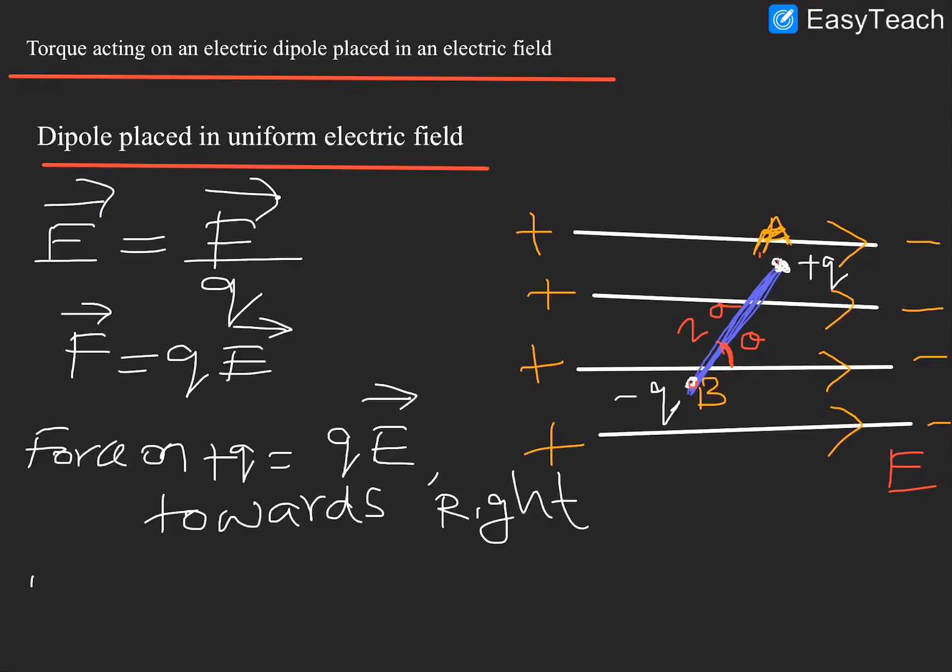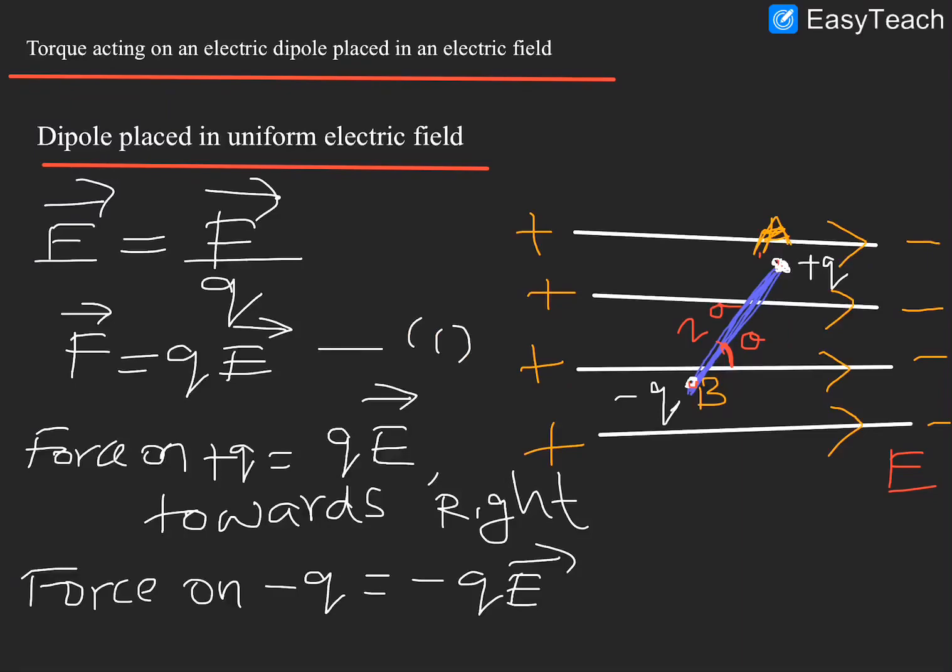Now in the similar way, there is one more charge, that is minus q. What is the force on minus q? That is equal to minus qE, because of equation 1. If you consider this as equation 1, then force on plus q is qE and force on minus q is minus qE, when you keep the charges in a uniform electric field of electric field intensity E.